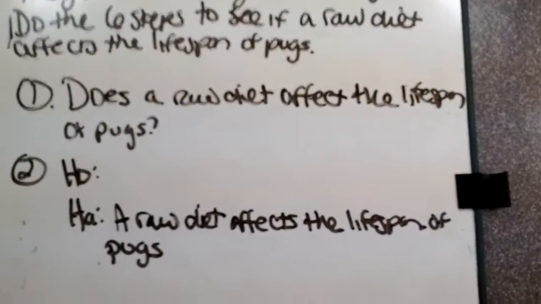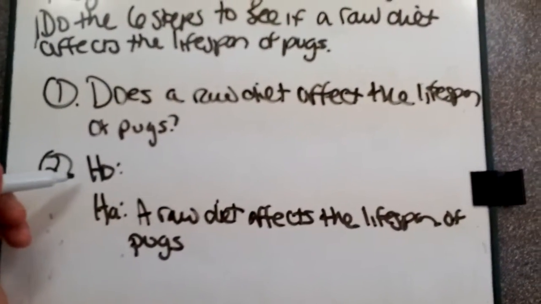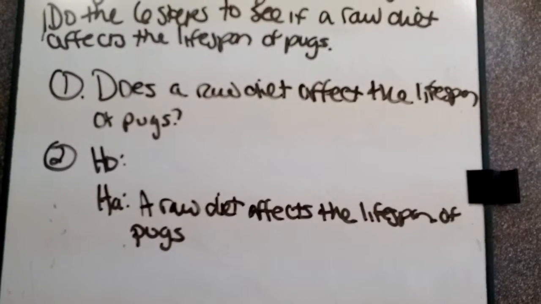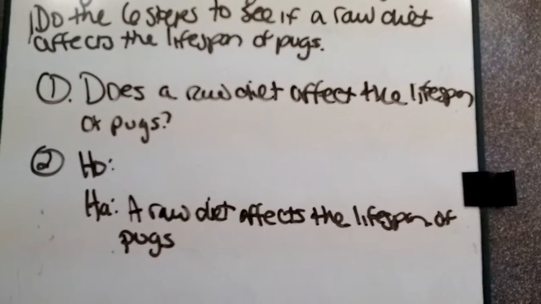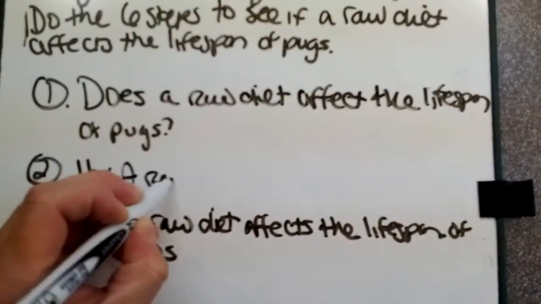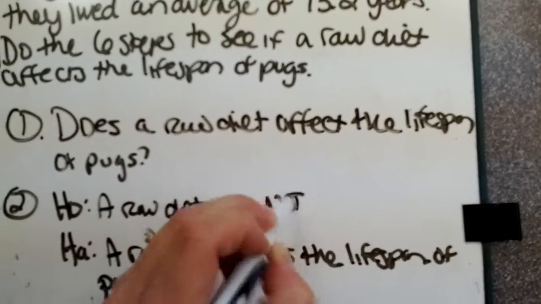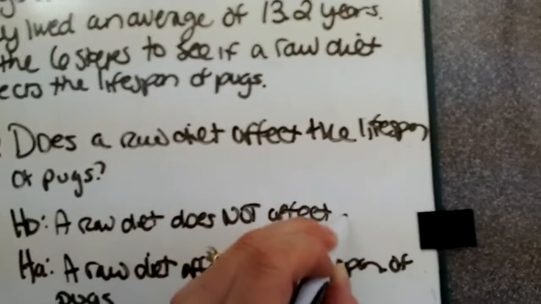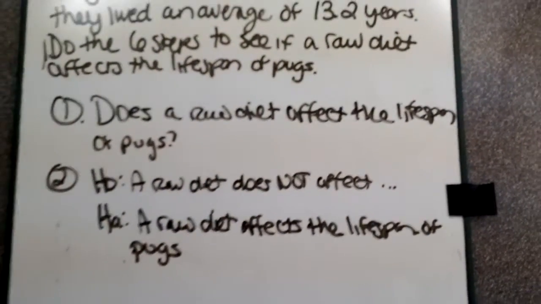Now, how do I take this statement and make it appropriate for the null? Now remember, the null hypothesis is always about no difference. So what can I do to this statement to make it about no difference? We're going to add not. So we're going to say a raw diet does not affect the lifespan of pugs. I'll let you fill that in. All right, we're well on our way.